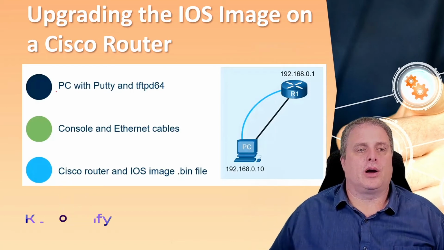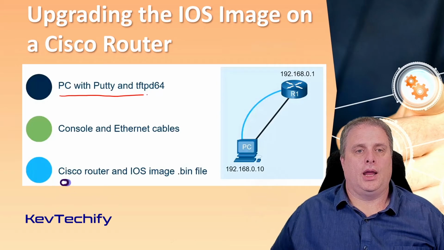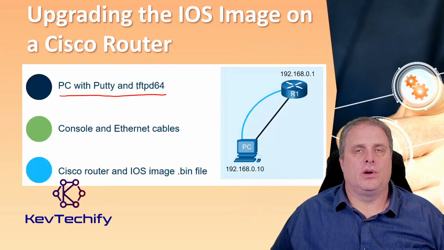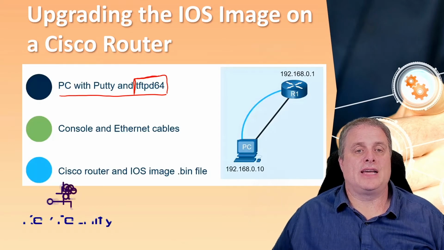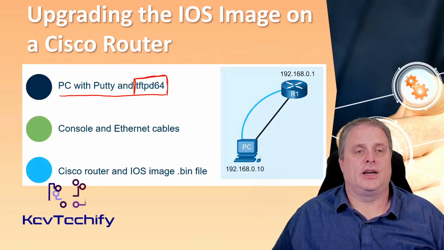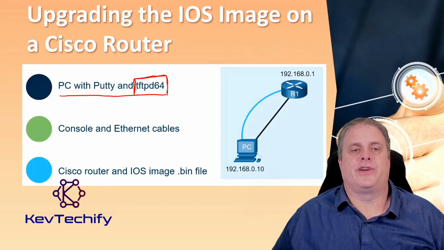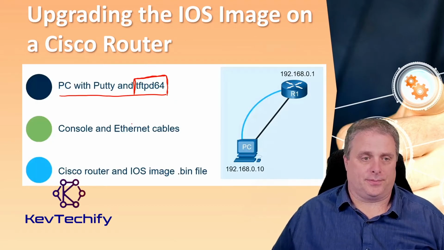First, you need a PC with PuTTY and a TFTP server. One of the most common ones out there, it's free, it's called TFTPD64, so TFTP daemon for 64-bit. This is a free TFTP server you can download to your PC. Download it before you start this process on your PC.